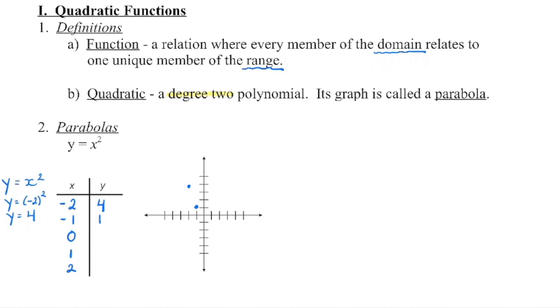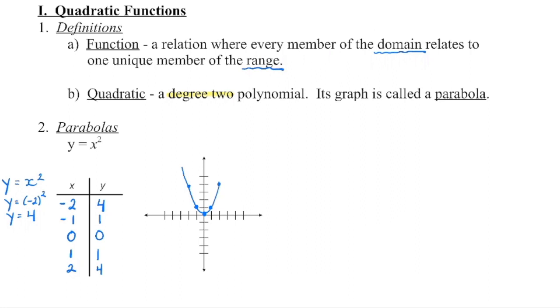And now we're going to substitute in a 0 for x. So 0 squared is 0. So that is going to be right on my origin. When x is 0, y is 0. When x is 1, 1 squared is 1. So when x is 1, y is 1. And when x is 2, 2 squared gives me a value of 4. So when x is 2, y is 4. So let's plot that. And then we're going to try to connect our dots.